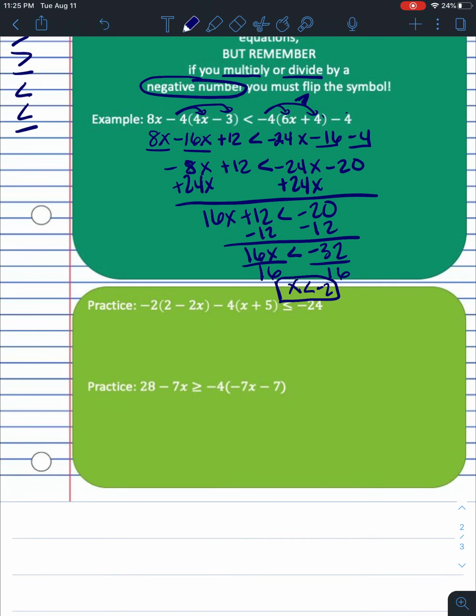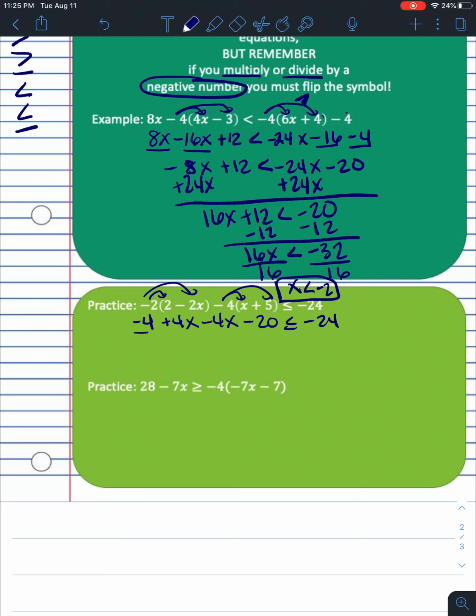Okay, so let's look at this next problem here. So we solve this exactly the same as we would an equal sign. We're going to look for parentheses and we're going to distribute. So we have negative 2 times 2 is negative 4. Negative 2 times negative 2 is positive 4x. Then we have this negative 4. We're going to distribute again. So we get negative 4x minus 20 is less than or equal to negative 24.